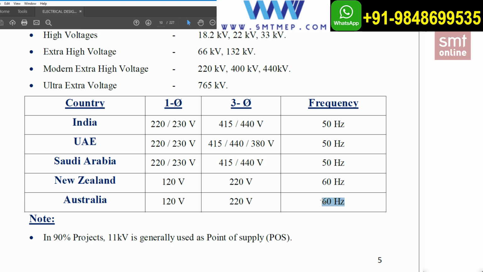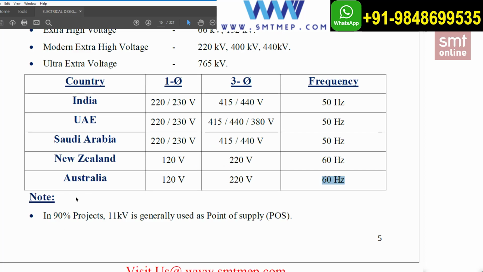So this is the voltage range which I have given for some countries. If you want to know about some other countries, you can check online. And in 90% of cases, 11 kV is generally used as the point of supply.